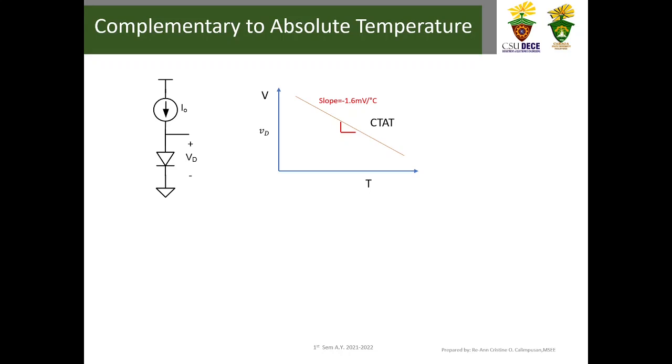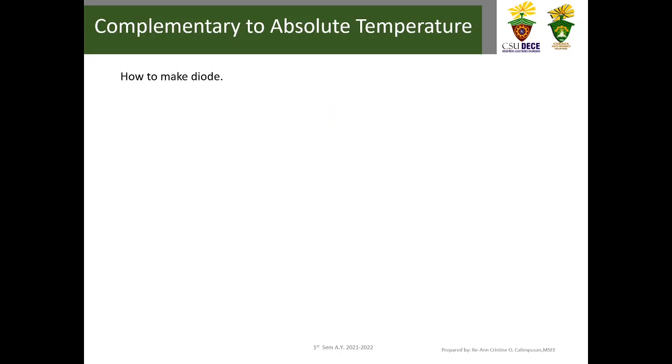In the standard, most of the books will say that the slope, the derivative of the voltage with respect to temperature, is equal to negative 1.6 millivolts per degree Celsius. So that is the slope of the CTAT. That is for most of the standard books, but in reality there is a slight deviation.